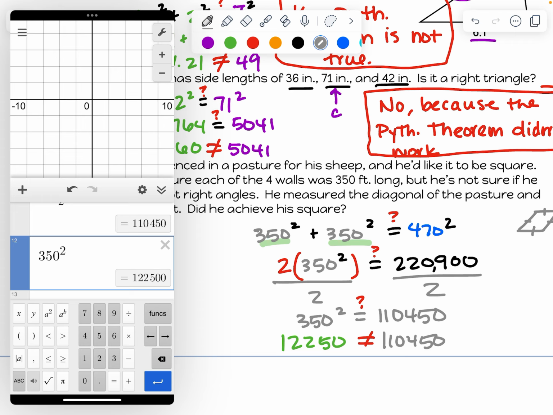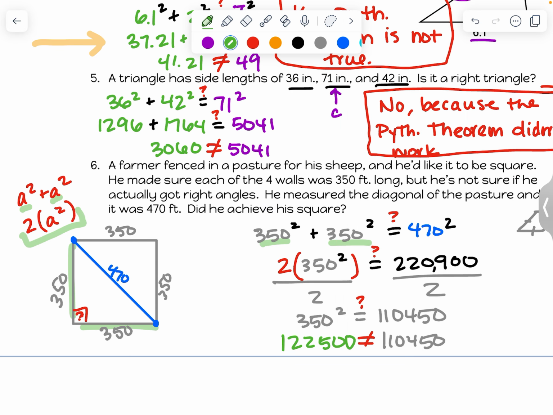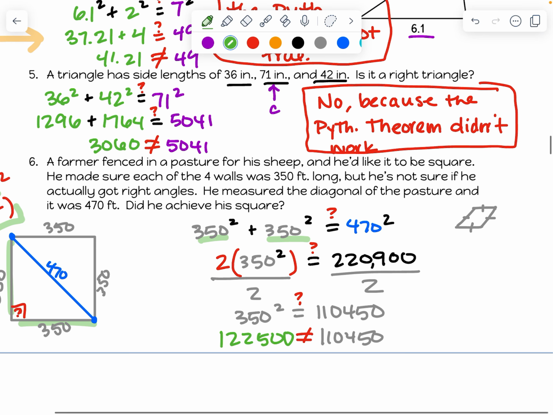1, 2, 2. I missed a 0 with that. Still not equal, but it's closer. He actually wasn't far off. So as he was making it, it probably seemed about right. It was just slightly off. So unfortunately, he did not achieve his square.